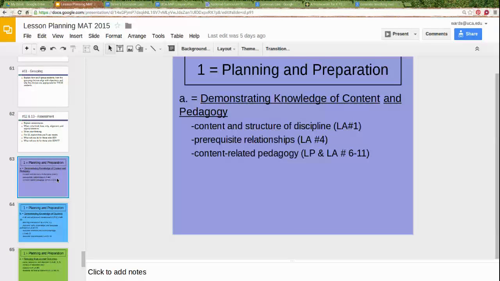At the end of this PowerPoint, I'm trying to show you how these are the test domains and these are the components of the test domain. I'm trying to show you how test domain 1 lines up closely with the lesson planning. So LA stands for lesson analysis and LP stands for lesson plan. When it comes to scoring these things, as an assessor, and I'm trying to score you in domain 1 component A, where am I pulling the information? It comes from these pieces of the lesson plan and lesson analysis.